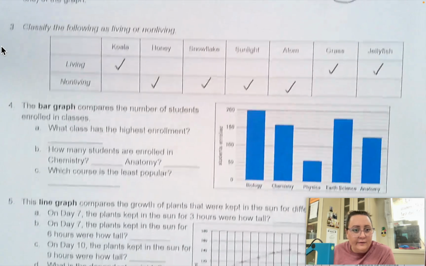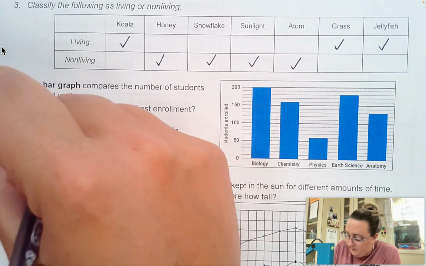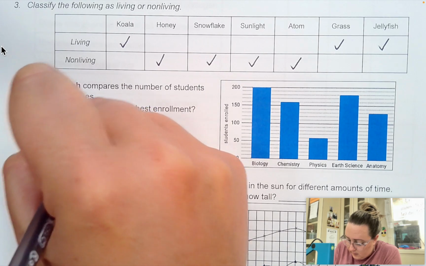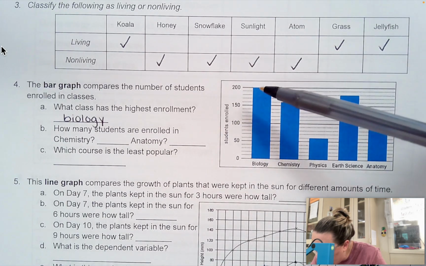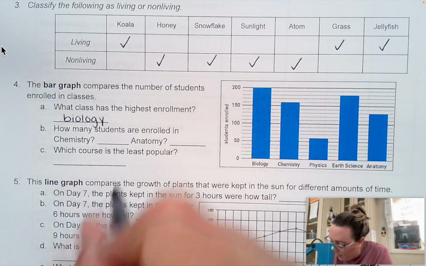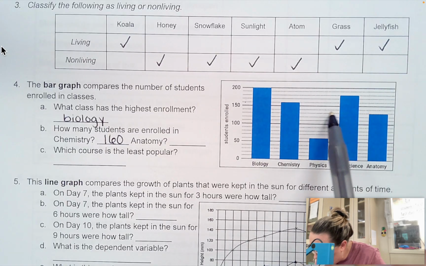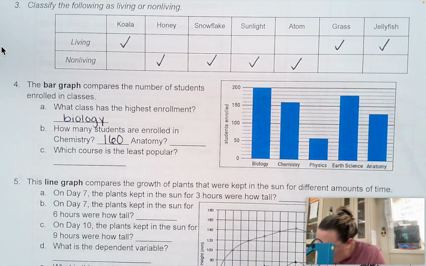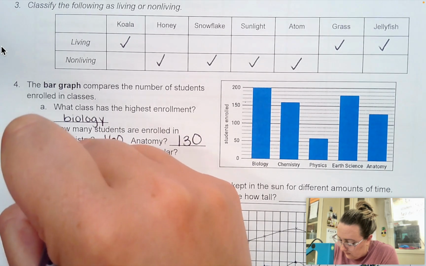All right, the bar graph. Compare the number of students enrolled in classes. What class has the highest enrollment? Oh, look, it's biology. How many students are enrolled in chemistry? So we have to figure out what it's counting by. Looks like it's counting by tens, so that would be 160. How many students are in anatomy? 130. Which course is the least popular on this graph? It is physics.